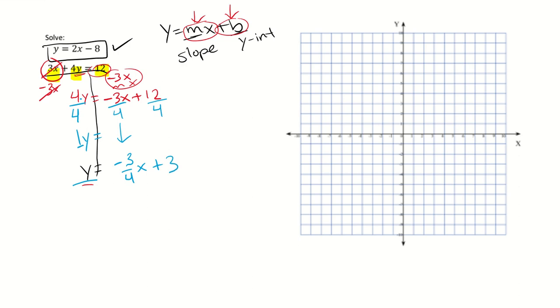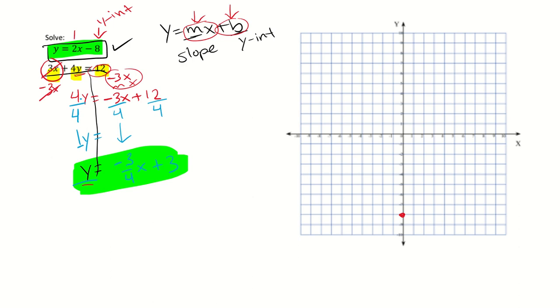So our two equations are going to be y equals 2x minus 8, and y equals negative 3/4 x plus 3. So let's go ahead and graph it. For the first equation, we're going to look at the y-intercept, negative 8. So we're going to plot a point at negative 8: 1, 2, 3, 4, 5, 6, 7, 8.